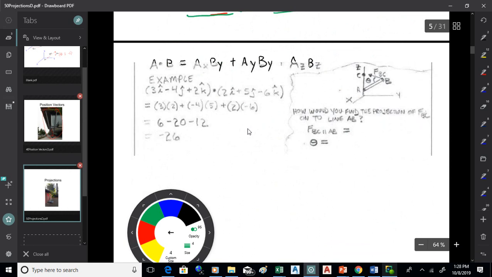So down at the bottom of the page, I got an example. If I got 3, minus 4, 2, and I want to dot it with 2, 5, minus 6, I just take the like components. I take the x's, 3 and 2, and I multiply them together and get 6.